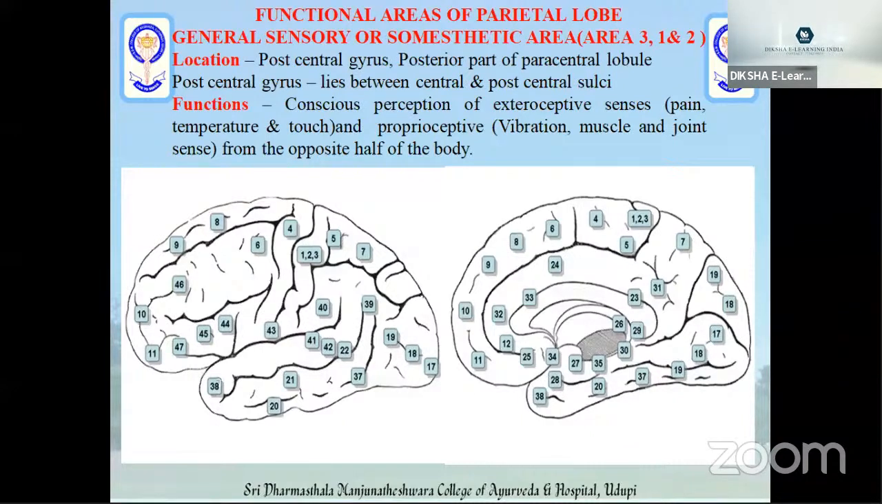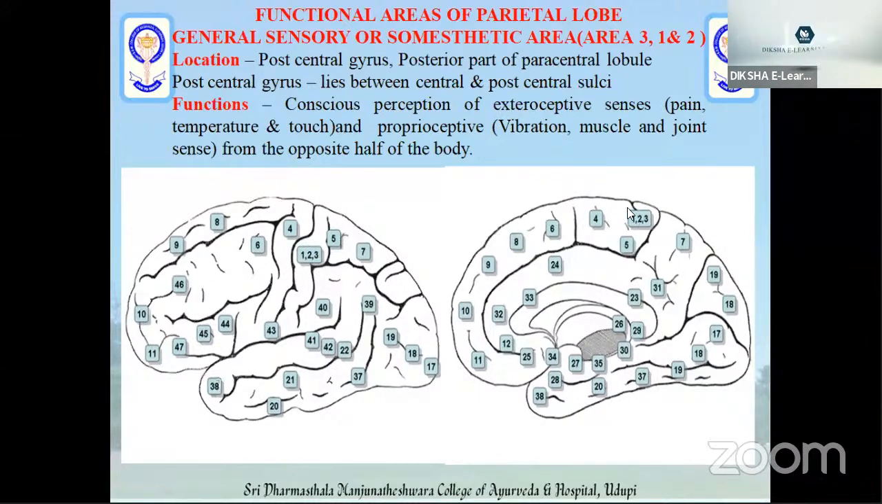Where is the postcentral gyrus? You see in the diagram, this is the area number 3, 1, 2. It is located in between the central sulcus and the postcentral sulcus. You can see in the diagram, this is the postcentral sulcus and this is the central sulcus. In between the central sulcus and the postcentral sulcus, there is the area number 3, 1, 2. And it is also located in the posterior part of the paracentral lobule.